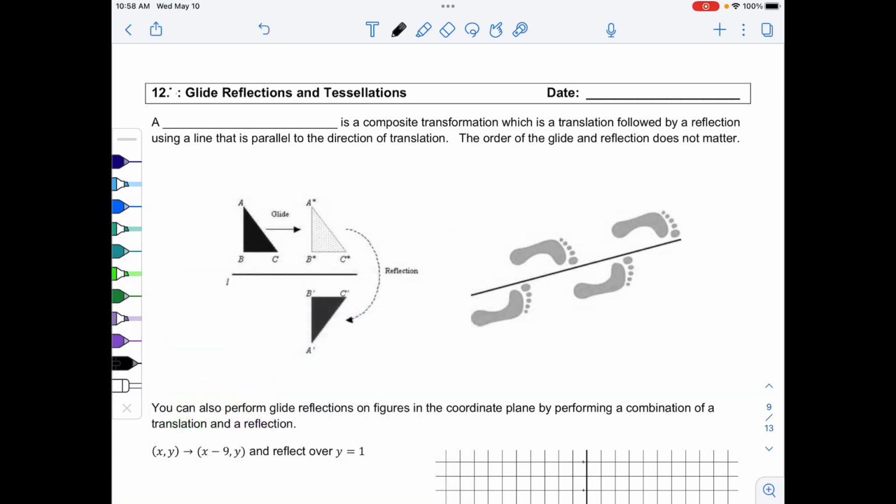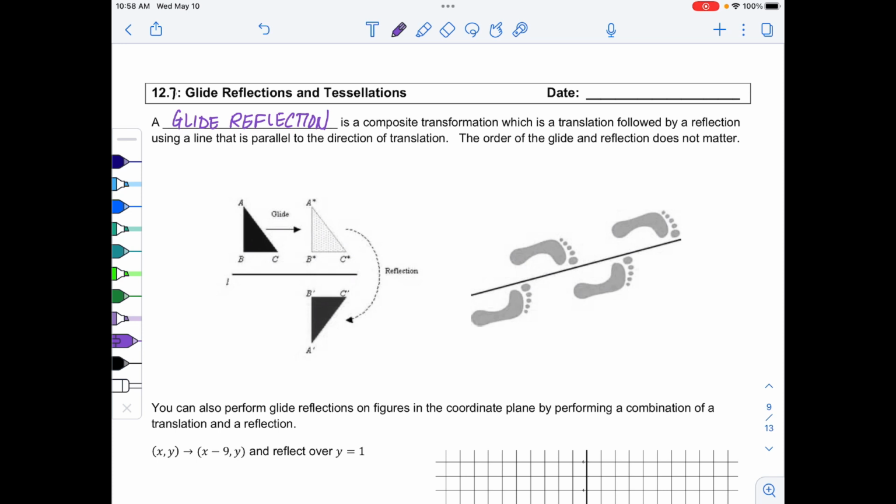So this is it, 12.7, glide reflections and tessellations. Okay, so what exactly are we looking at here? So first of all, what is a glide reflection? A glide reflection is a composite transformation. So what does that mean? That means it's more than one transformation. And it's a composite transformation that is a translation or a slide or a shift, followed by a flip or a reflection using a line that's parallel to the direction of the translation.